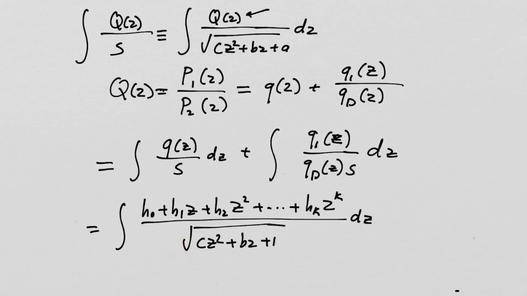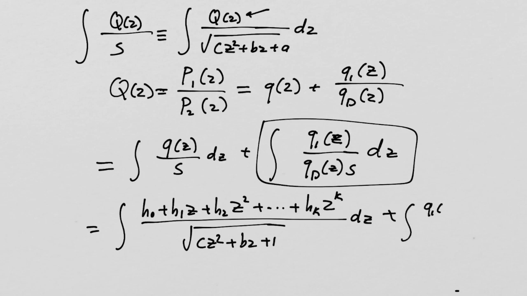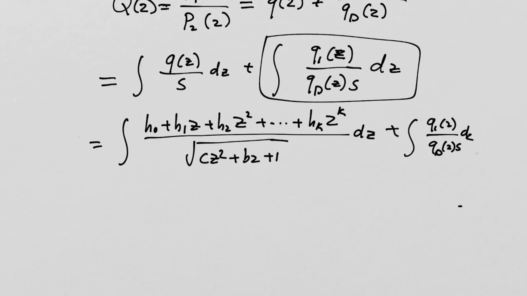And this thing is going to break down by its sum, plus of course, you've got to be able to integrate this guy too, right? So I'll put that right there: the integral of Q1(Z) over QD(Z) S dz. But we're focusing on the first part. This one you can break down into its sum: you've got a constant over the radical, a linear term over the radical, a squared term over the radical, up to some arbitrary power over the radical.